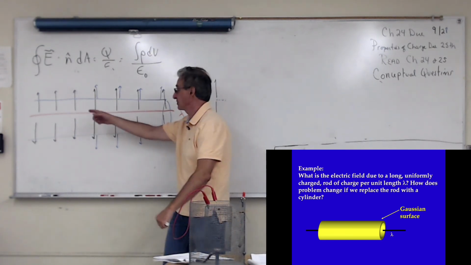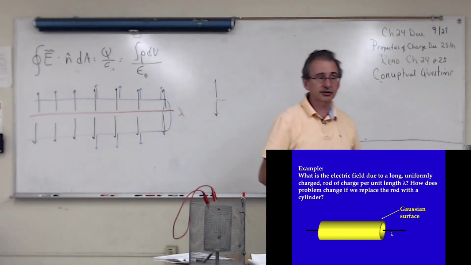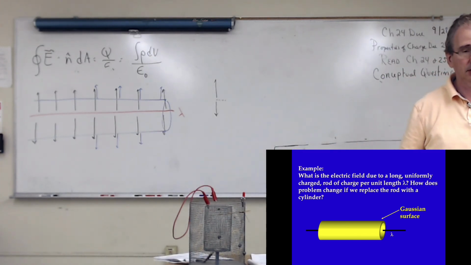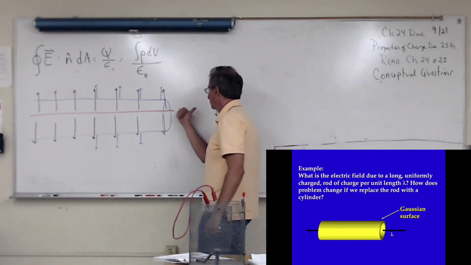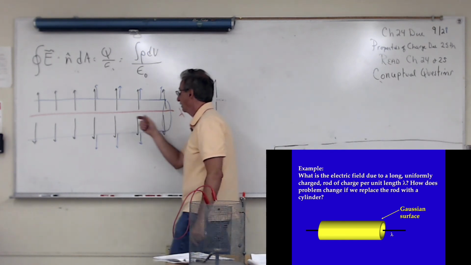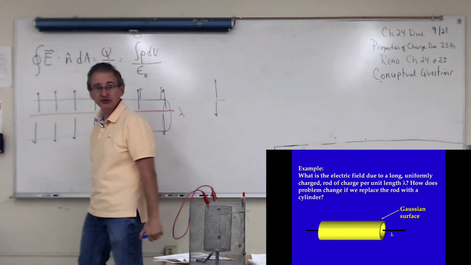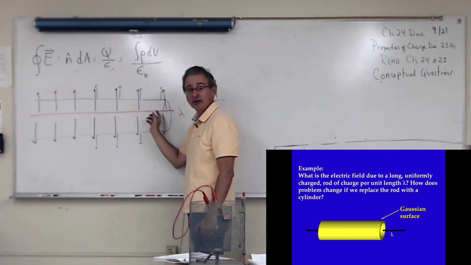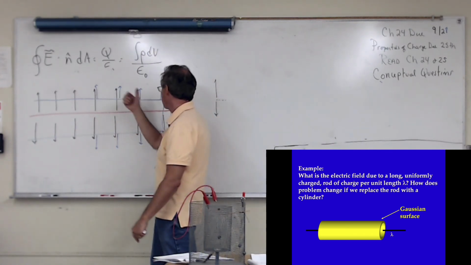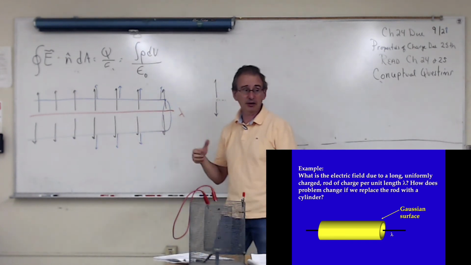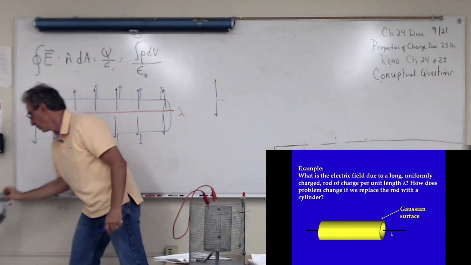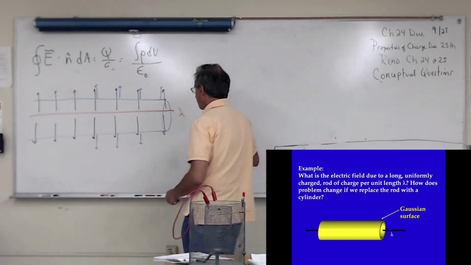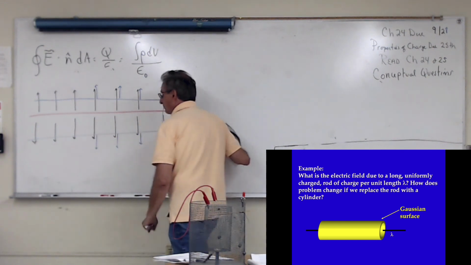Well, what about the ends? What about the flat parts? Well, there's no field on the flat parts. There's no field going here. Right? There's no field going this way. There's no field going that way. So that dot product will be zero. If this was not infinitely long, that dot product would not be zero on the flat parts, and it would be something complicated. So my surface area is basically the lateral surface of my cylinder.